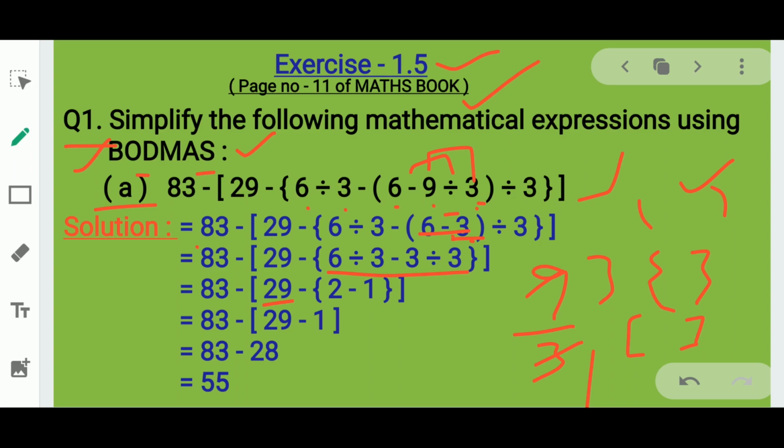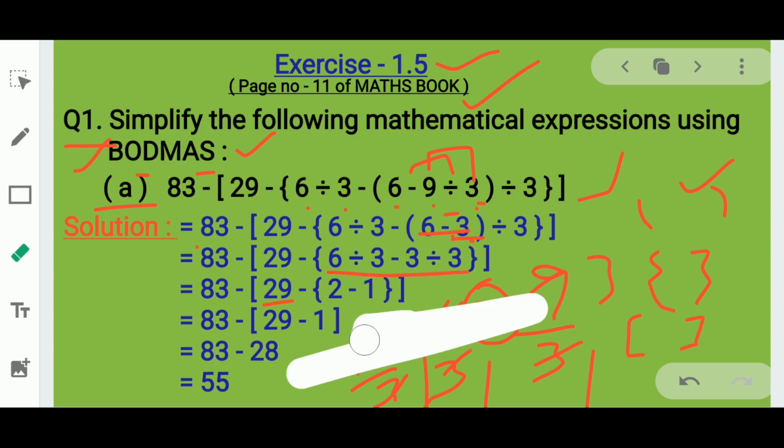What should we get when we divide 6 by 3? 3 ones are 3, 3 twos are 6. We get 2. In the place of 6 divided by 3, I write 2. We should write 2 here. Minus again 3 divided by 3. 3 ones are 3. We get 1. So when we divide 3 by 3, we get 1.